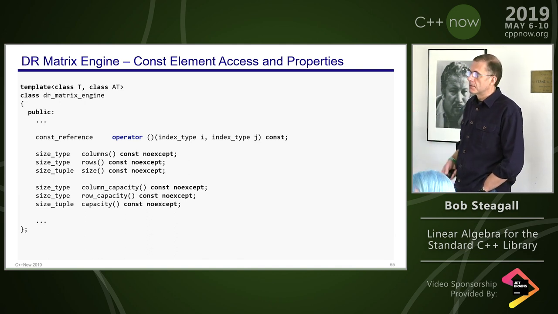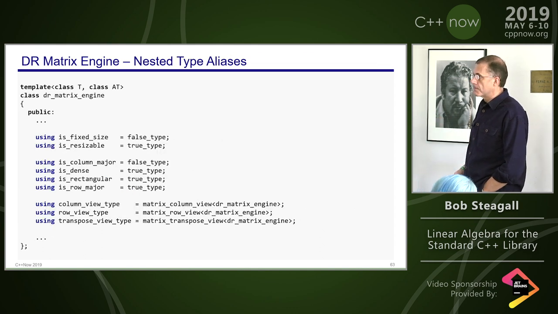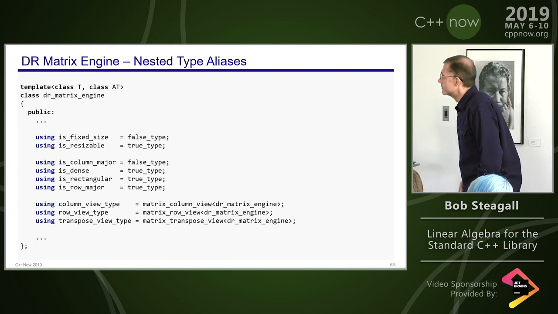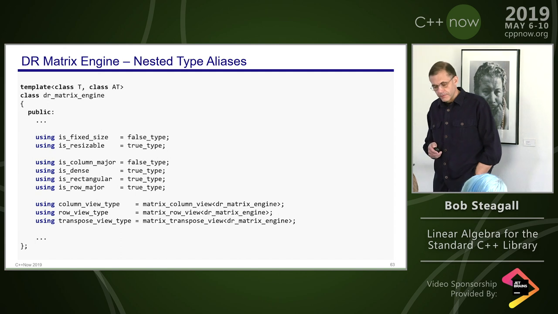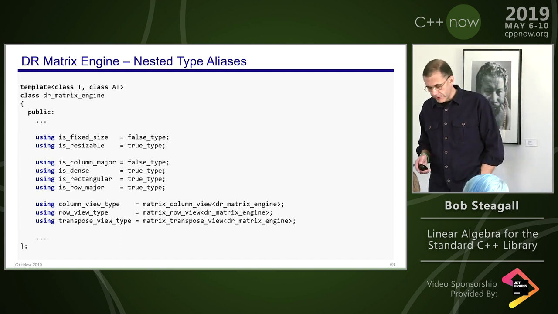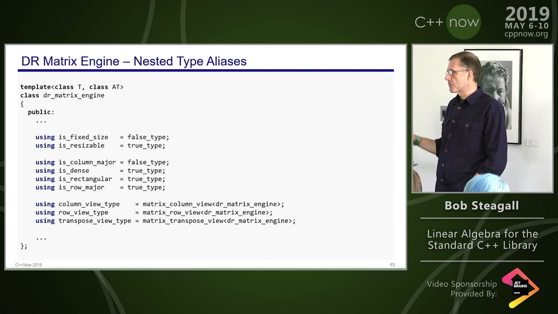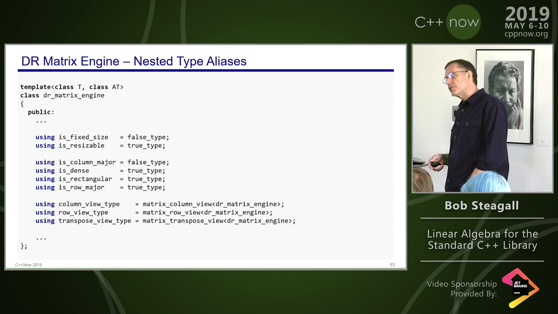Sorry, Ben? In that previous slide. This one? This one. So is column major and is row major fit to be opposites here? They are in this case. Can they both be true? Can they both be false? That's a good question. We've not worked out all of the rules for this. Consider some other type of engine that represents a sparse matrix. It could be that they are both false. Could they both be true? I can't think of an example off the top of my head.